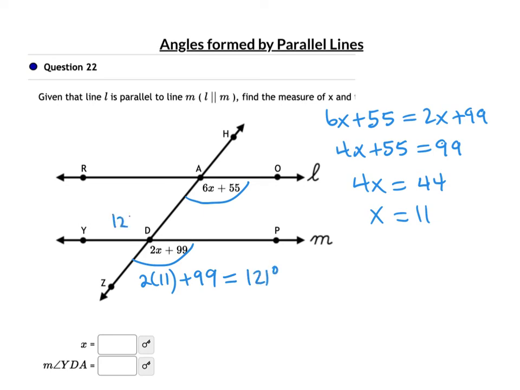Well, this is 121 degrees. It's a vertical angle. 180 minus 121 is 59. So these two are 59 degrees. This is an alternate interior angle. It's 59. This is an alternate interior angle. It's 121. This is a vertical angle. It's 59 degrees. And this is 121 degrees. So x is 11. And angle YDA is 121 degrees.